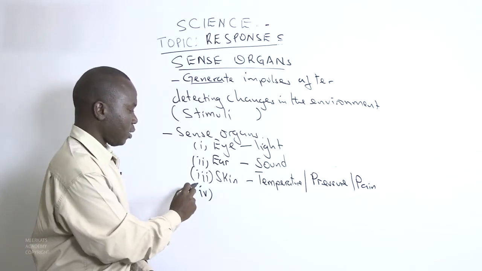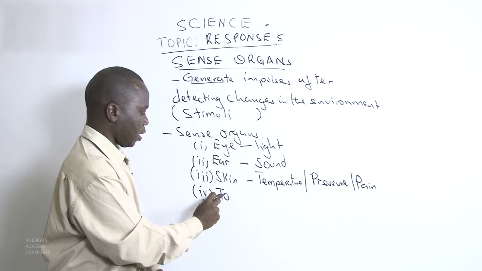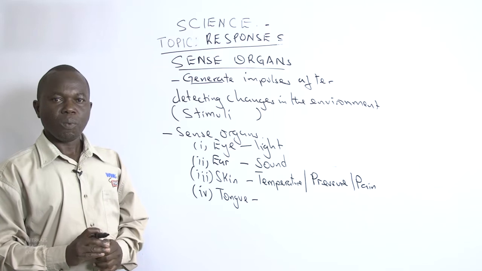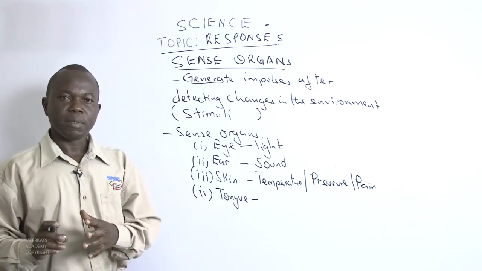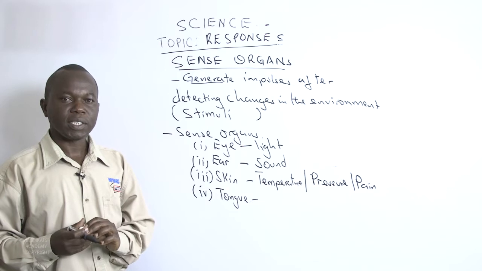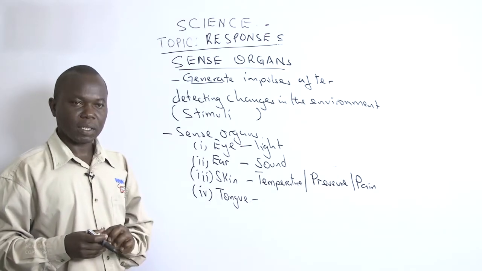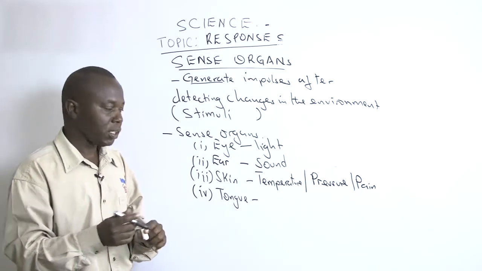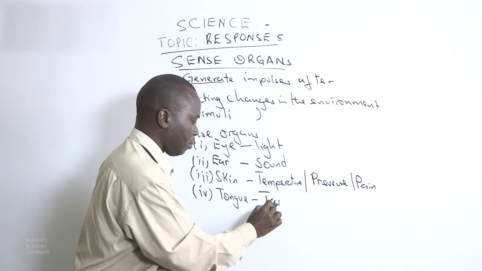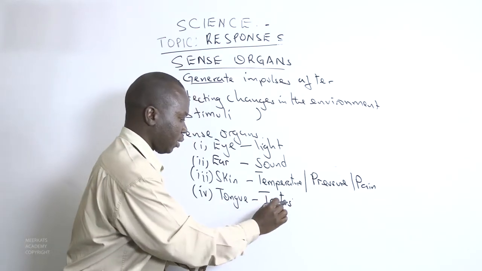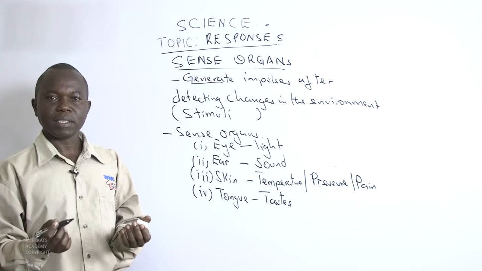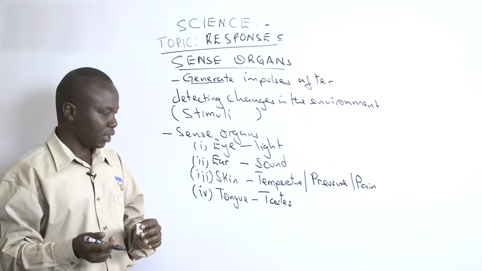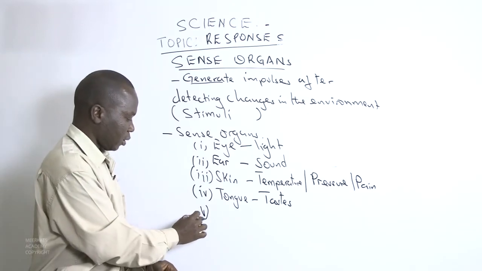The other sense organ is the tongue. Now, we are able to differentiate different types of tastes because of the tongue. The tongue is an example of a sense organ that is able to detect changes in taste. So the stimuli will be the tastes. It could be sour taste, a bitter taste, a sweet taste, several types of tastes.